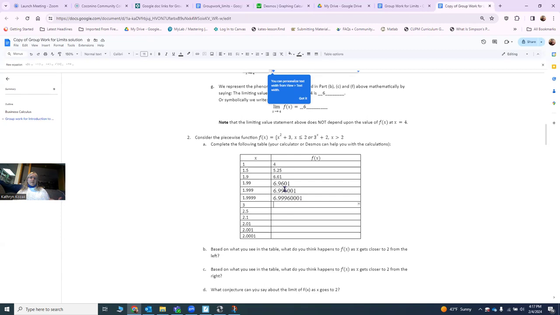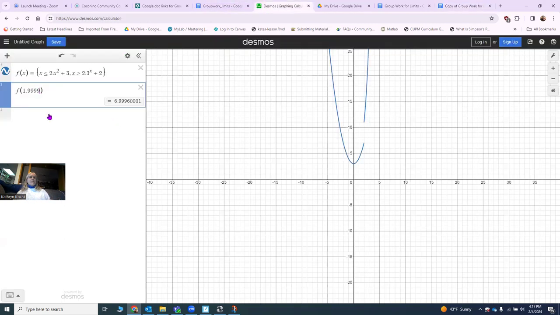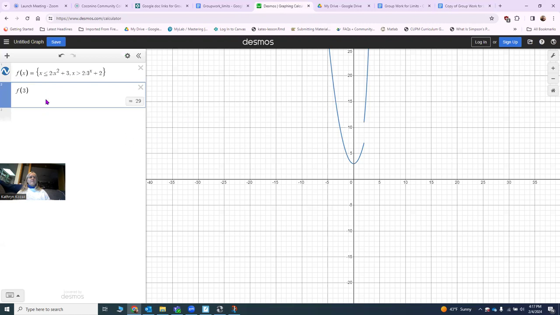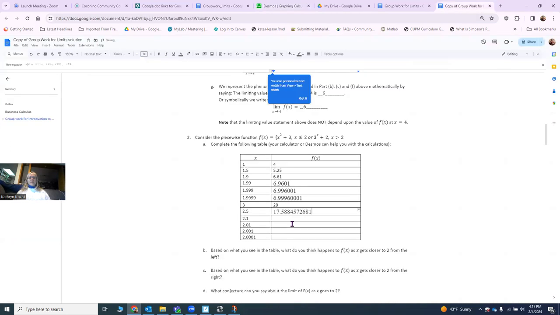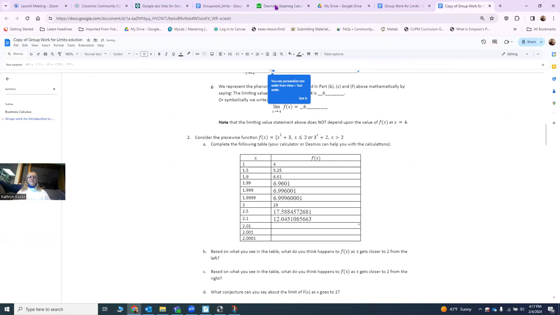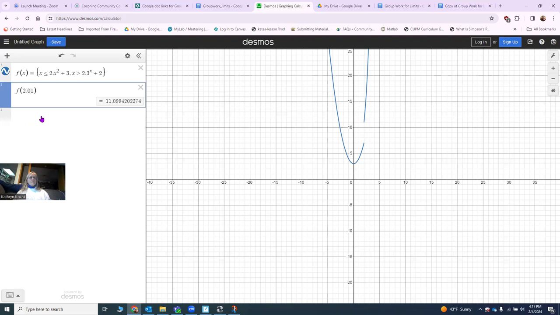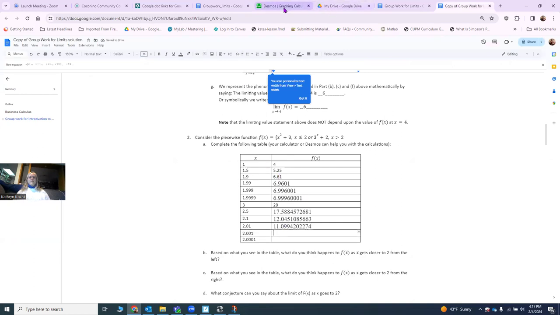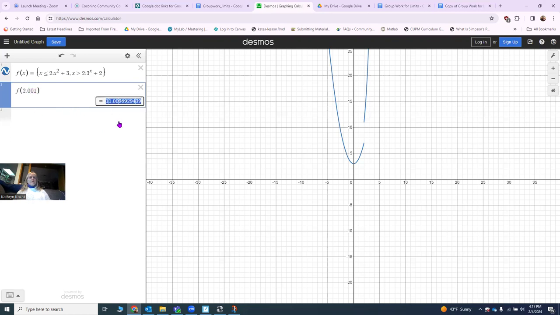Now let's see what happens if we go the other way. So we're going to start at 3. We get 29. And then we're going to start at 2.5. So before, the numbers were coming from below, now we're coming from above, and we get 17 point something, lots of decimal places. 2.1, we get 12 point something. 2.01, 11 point something. 2.001, we get 11 point something.